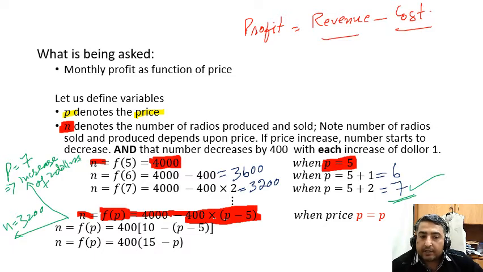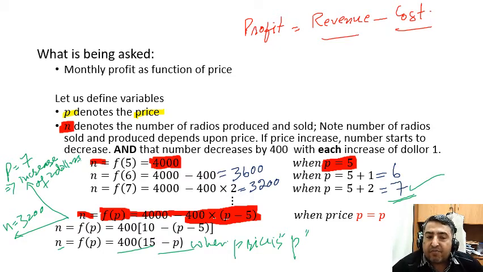So this is the general formula, and now from this formula we take 400 common. We are left with 10 here instead of 4000, because 400 is common, minus is there, this 400 is common, we will have 1 here, and the bracket P minus 5 will be here. Now 10 minus (P minus 5), minus minus becomes plus 5, and 5 plus 10 is 15 minus P. So we will have this nice formula for the number of radios sold when the price is P. Now just plug in when the price is 5: 15 minus 5 is 10, 10 times 400 is 4000, that's it. So this N is the number denoted.